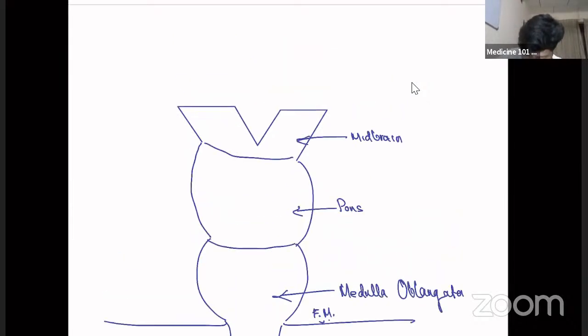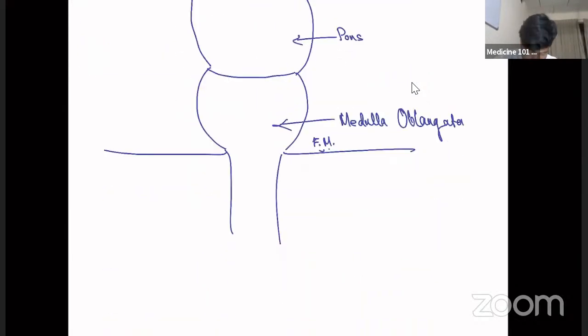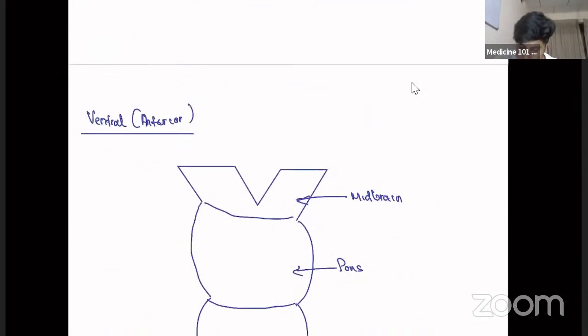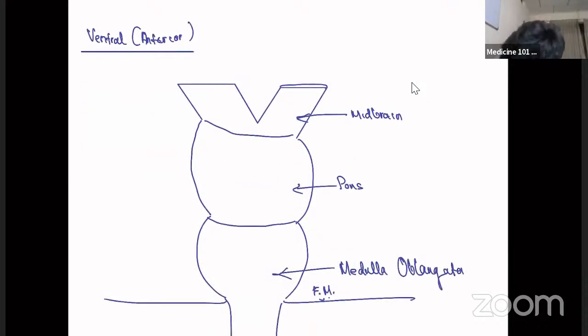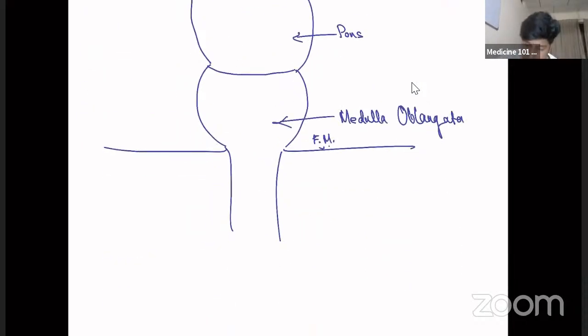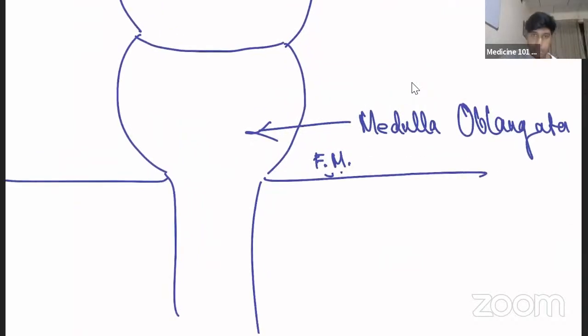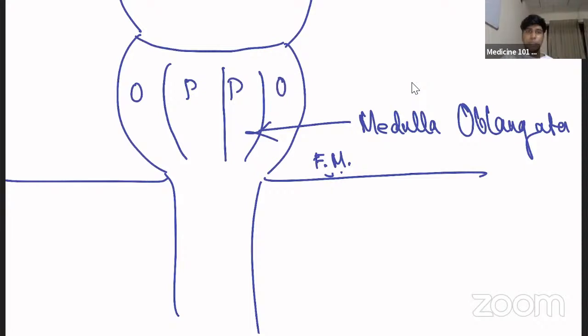So right now I'm going to draw the ventral aspect. That is the anterior aspect of the midbrain, of this whole thing. Now, the medulla oblongata has these things coming out like this, and it is called OPPO. Basically, it's symmetrical. So what's on one side will be on the other side.